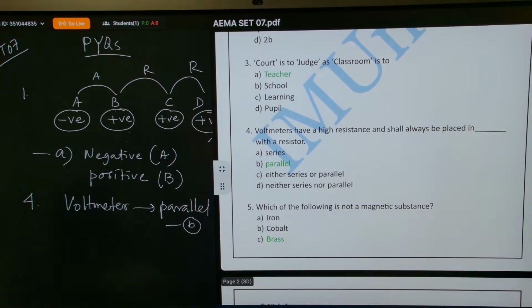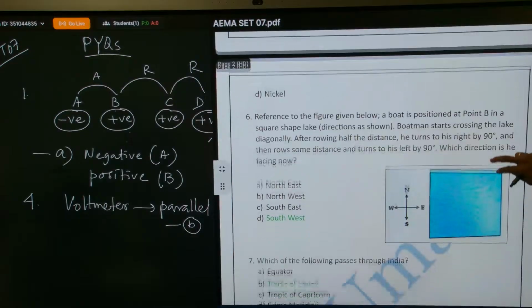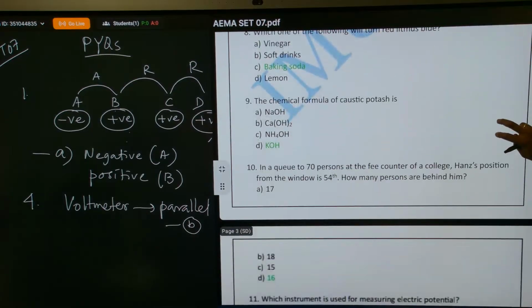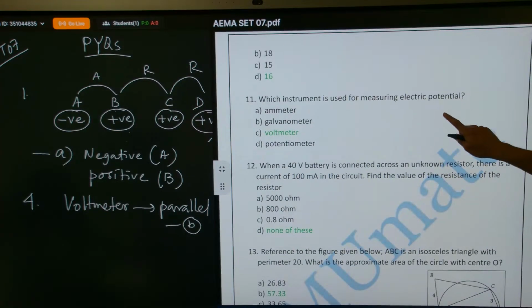Let's search for the next. Cobalt, nickel, north, southeast. No. Baking soda. 70%. Okay, this is easy. Which of the instrument measuring electric potential? Voltmeter.